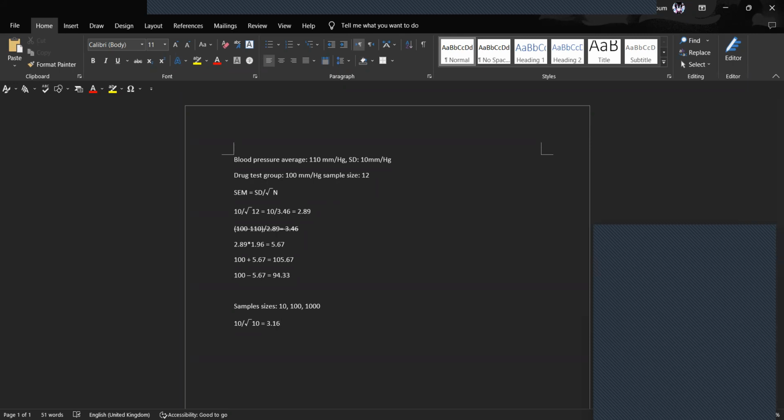And then if we divide it by root 100, it's going to be 1.